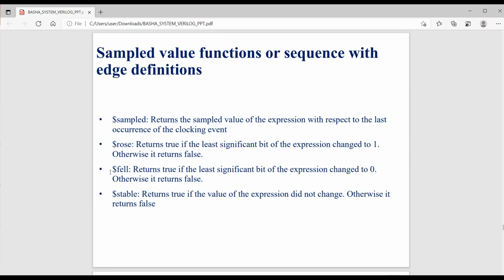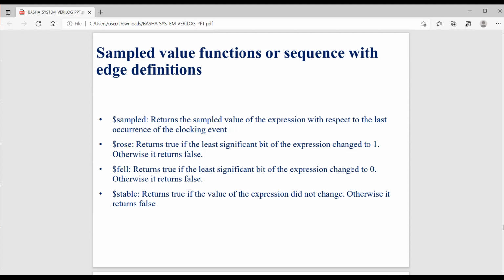Similarly $fell returns true if the LSB of the expression changed to 0, meaning it changed from 1 to 0. $fell means it was falling from 1 to 0. $rose means it was rising from 0 to 1. Remember it like that.